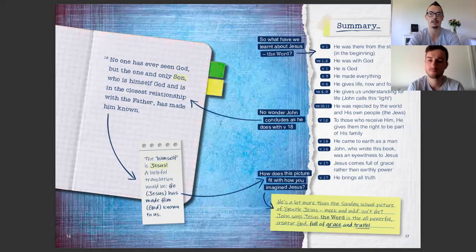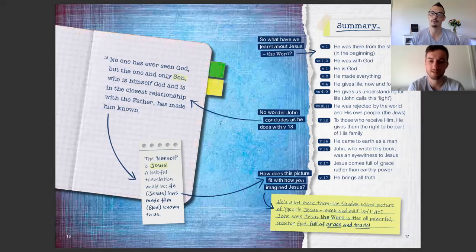He came to earth as a man. John, who wrote the book, is an eyewitness to Jesus. Jesus comes full of grace rather than earthly power, and he brings all truth. So how does this picture fit with how you imagine Jesus? Some people have a Sunday school picture of Jesus, meek and mild. Some people think he's a wandering wise man or a political radical. John says that Jesus is the Word, the all-powerful creator God, full of grace and truth.